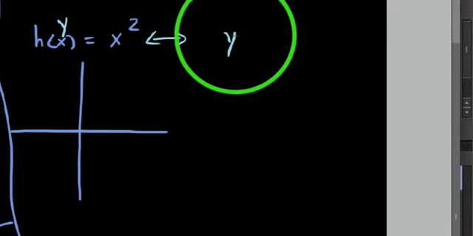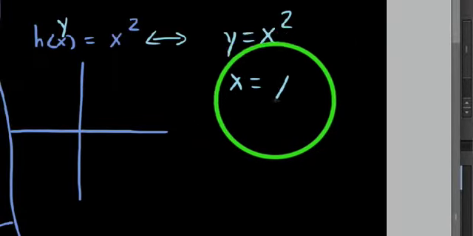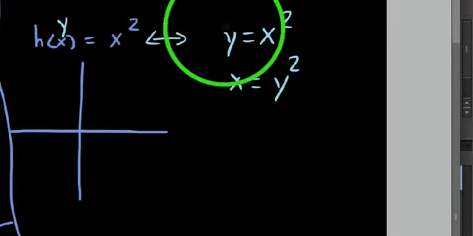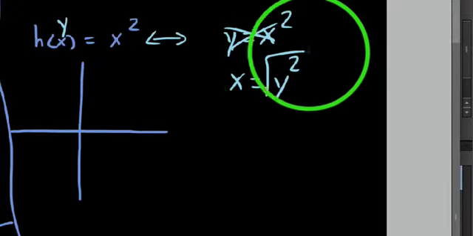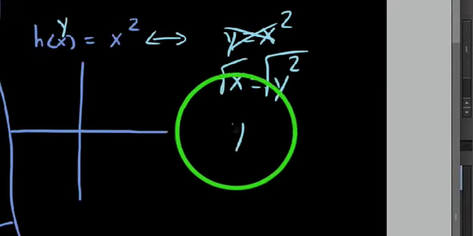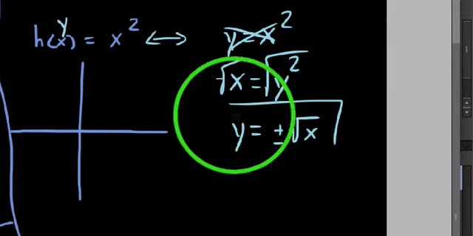So we get y equals x squared. We'll flip that around to x equals y squared. Okay. So x equals y squared. We need to solve for y now. So, taking the radical of both sides, we get y equals plus or minus radical x. Now, this is interesting. This is interesting.